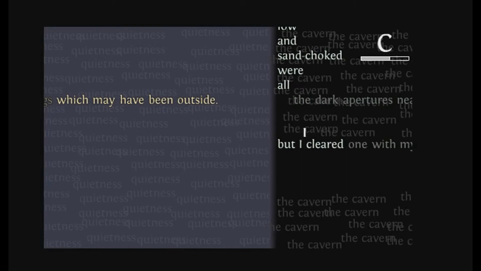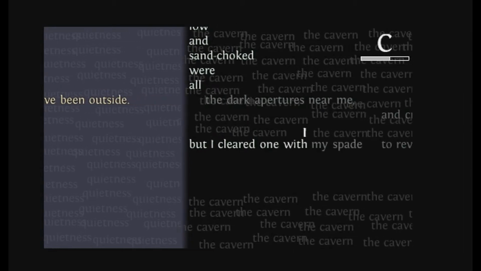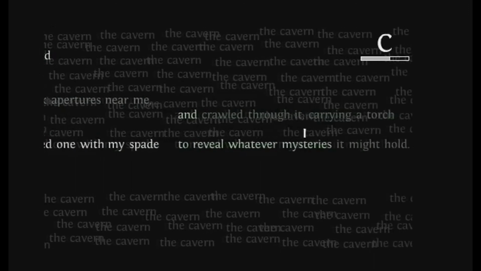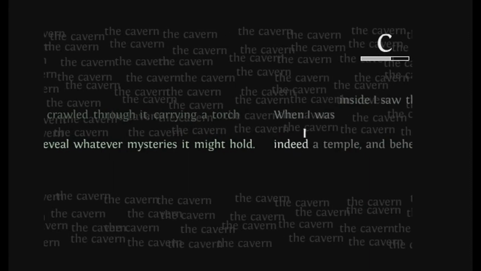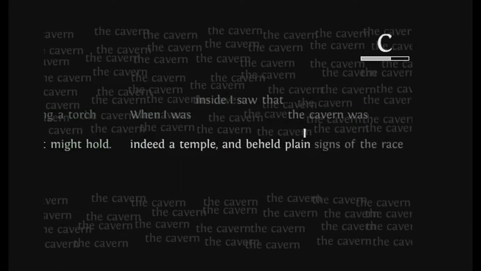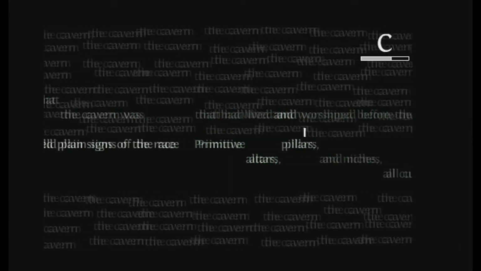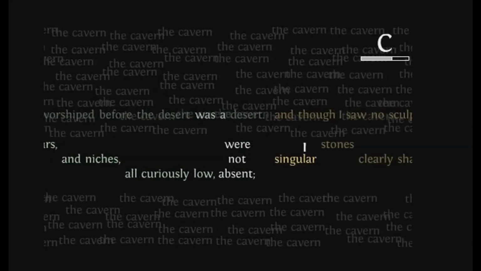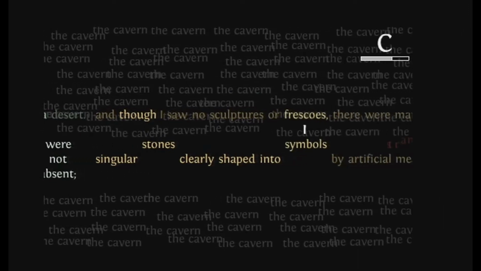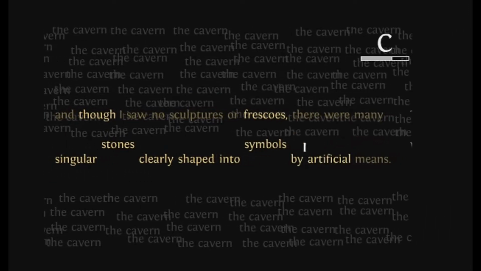Low and sand-choked were all the dark apertures near me, but I cleared one with my spade, and crawled through it carrying a torch to reveal whatever mysteries it might hold. When I was inside, I saw that the cavern was indeed a temple, and beheld plain sights of the race that had lived and worshipped before the desert was a desert. Primitive altars, pillars, and niches, all curiously low, were not absent, and though I saw no sculptures or frescoes, there were many singular stones clearly shaped into symbols by artificial means.